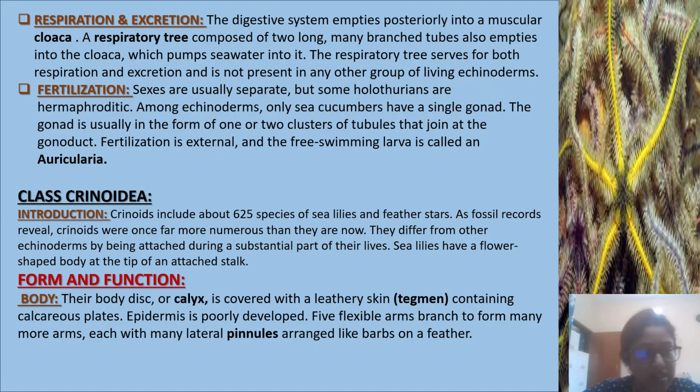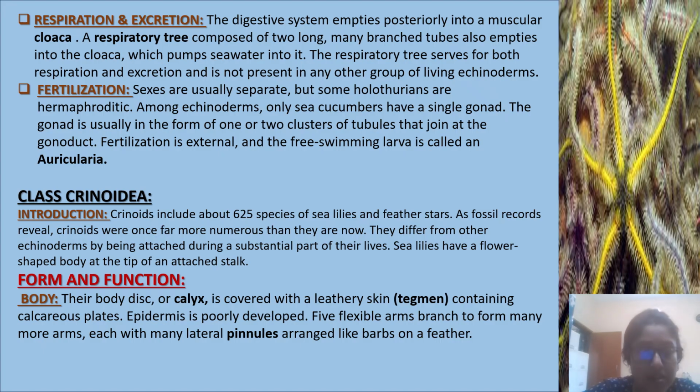Next, class Crinoidea. Introduction. There are about 625 species of crinoids, the sea lilies and feather stars. As fossil records reveal, crinoids were once far more numerous than they are now. They differ from other echinoderms by being attached during a substantial part of their life. Sea lilies have a flower-shaped body at the tip of the attached stalk. Next, form and function of the class Crinoidea.